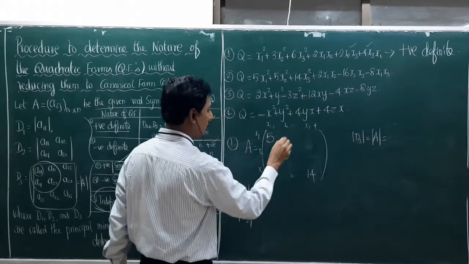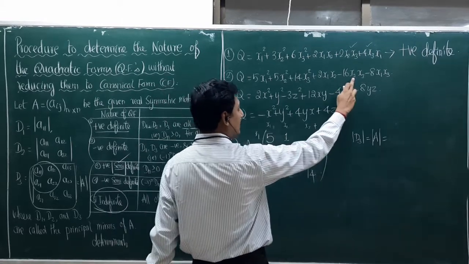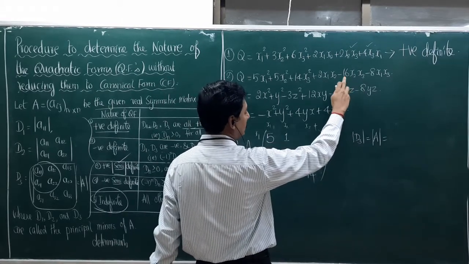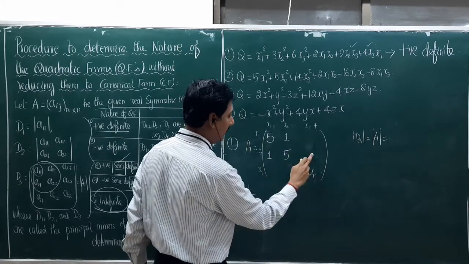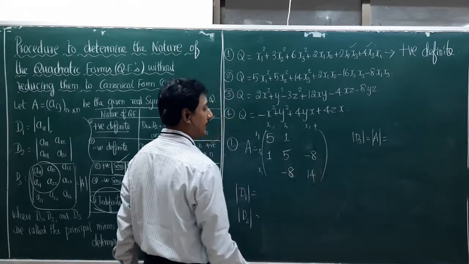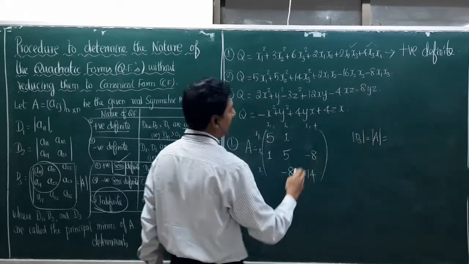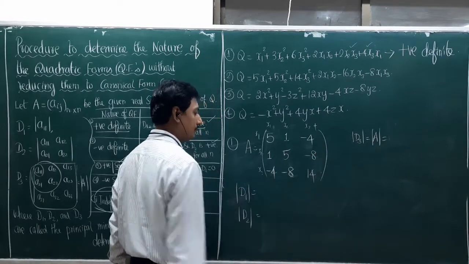5, 5, 14. What about the coefficient of x1, x2? It is 2. So half of the 2 is 1. So 1, 1. The coefficient of x2, x3 is minus 16. So half of it is minus 8. Where do we get x2, x3? x2, x3 here, x2, x3 here. So we put here minus 8, minus 8. The last one is x1, x3. The coefficient is minus 8. So it is minus 4, minus 4.